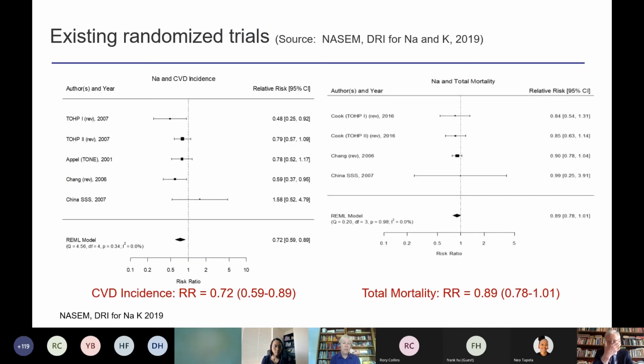As part of the National Academy meta-analysis, we looked at several other randomized trials. There was a follow-up of TONE. There was a Taiwanese study in veterans' homes of salt substitution. There was a China salt substitute study. And overall, for cardiovascular disease incidence, the relative risk was 0.72. And for total mortality, it was 0.89. So these other trials are consistent with TOPE in showing a later reduction in disease and mortality.